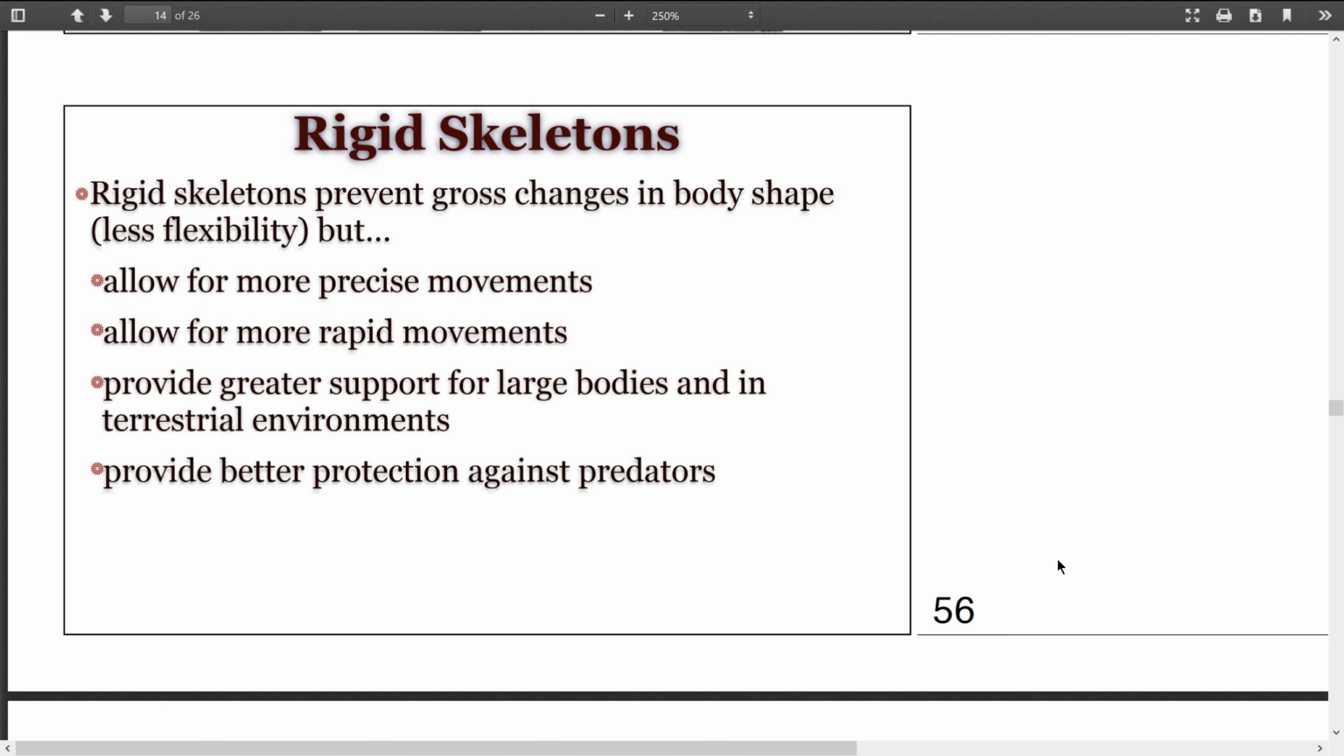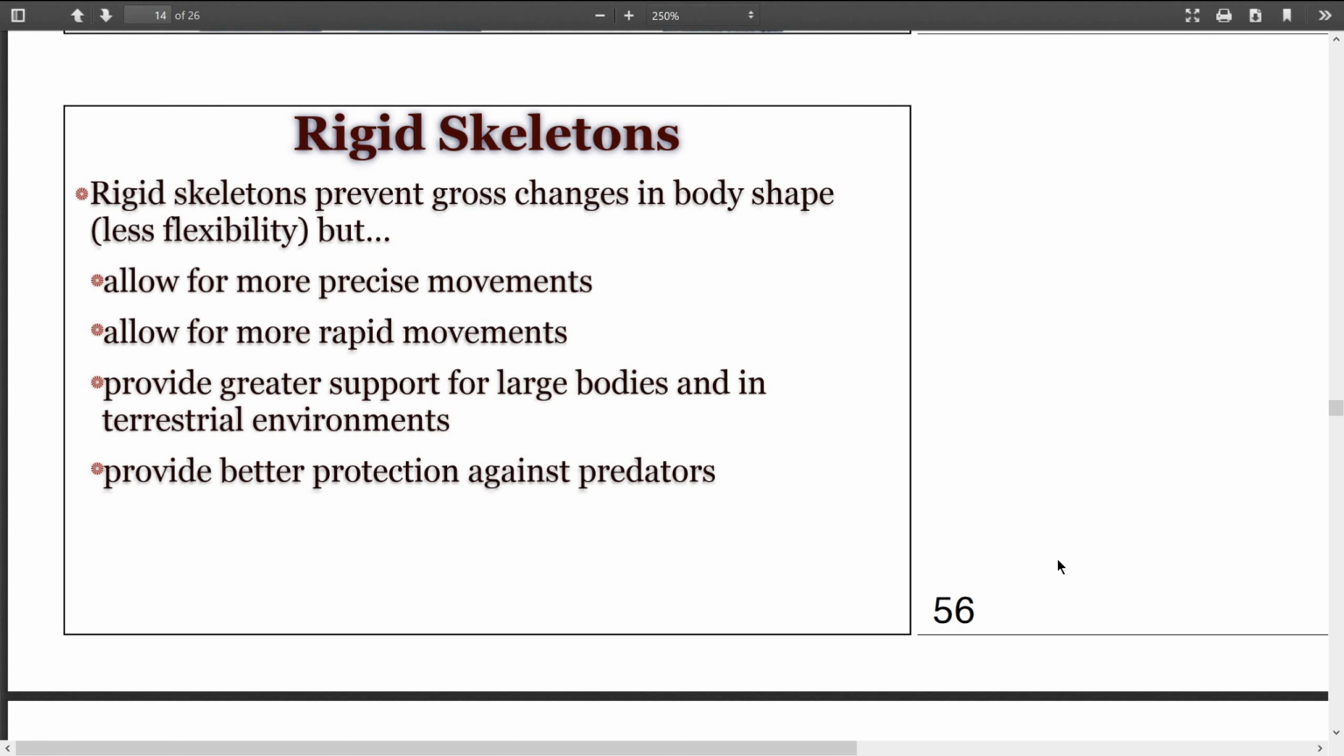And a rigid skeleton can potentially, depending on how it's designed, also sometimes provide protection against predators as well. Especially if it's an outer external skeleton, a shell or something like that. So rigid skeletons, in addition to providing faster and more precise movements, can also provide potential predator protection, and physical support as well, especially on land.